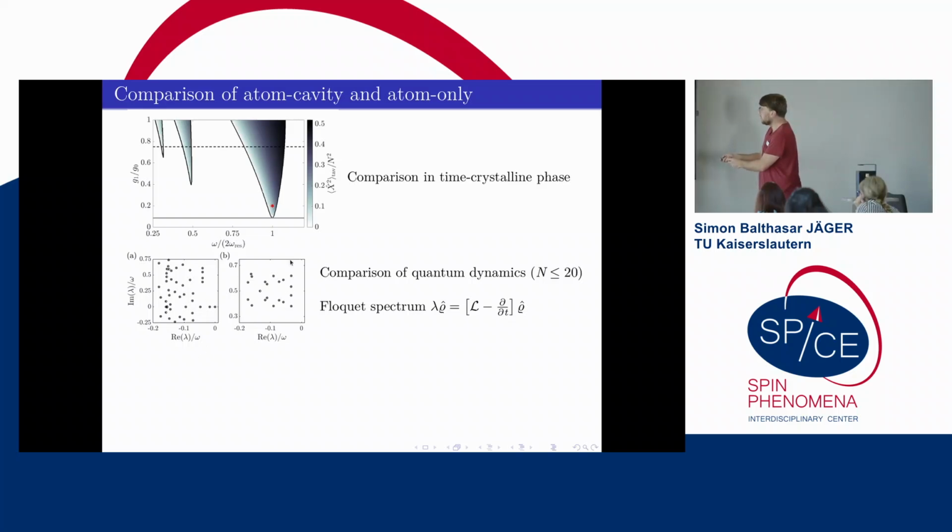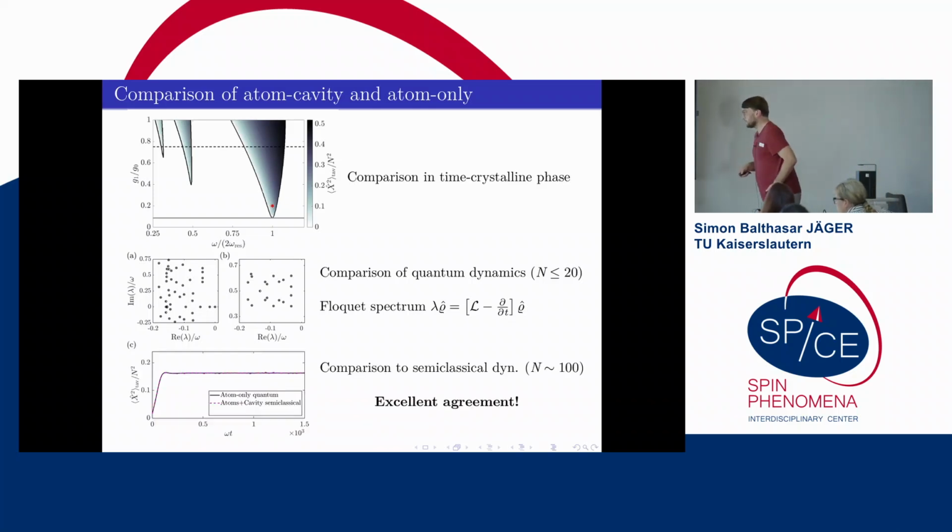What you can see here, for atom numbers up to 20, is a comparison of the two methods. The circles are the full atom and cavity dynamics, and the crosses are the atom-only description, and they agree extremely well. So this is the first hint. For n very large, I do not have access to the full quantum atom cavity dynamics, but I can still rely on semi-classical methods, as we have also heard before. It's a truncated Wigner method.